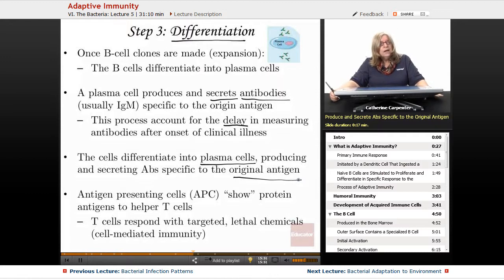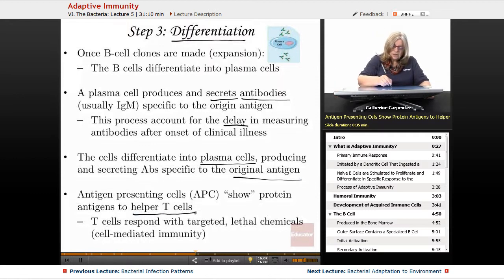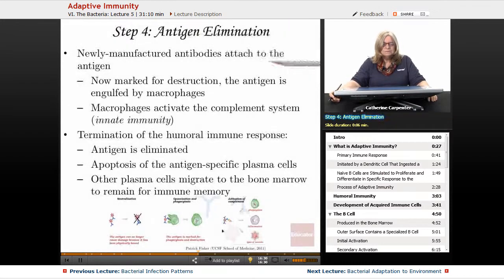But we also have these other cells. Now, the B cells can also do what's called presentation. They can present the antigen, and some of the B cells are involved in that process. So they present the shape of the antigen to T cells, and then the T cells respond in their own way. They have their own set of weaponry, and they respond with targeted lethal chemicals and lethal cells that eradicate the pathogen, and that's going to represent an entirely separate lecture.